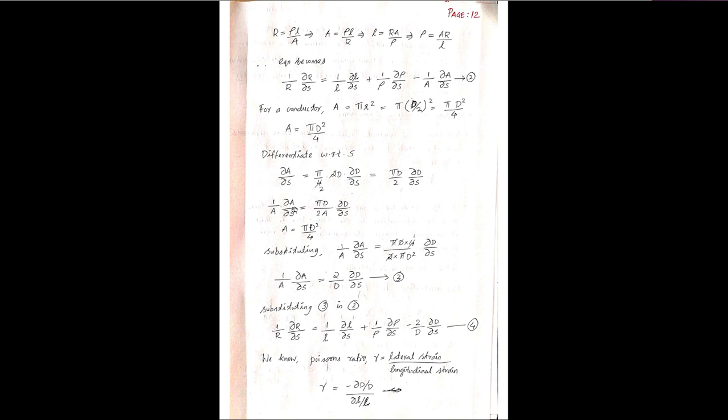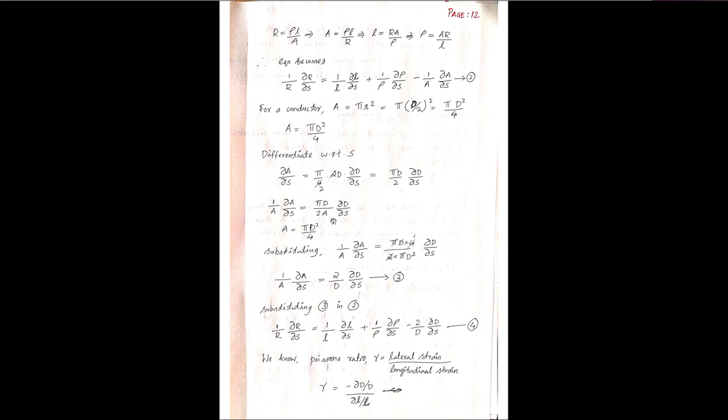Okay, so here you can see 1 by A into dou A by dou S is there. So if we make it as 1 by A into dou A by dou S, we can write it as pi d divided by 2A into dou d by dou S. Okay, we are multiplying 1 by A on both sides.